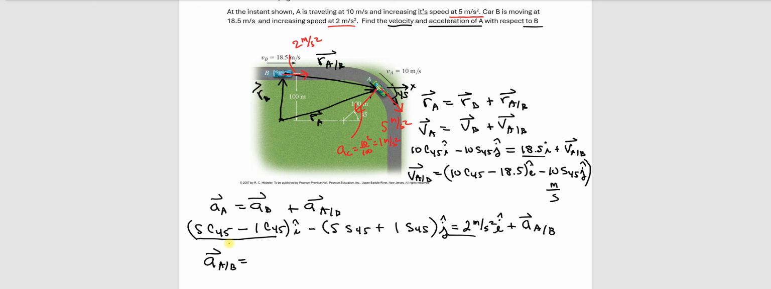So I'll absorb these and call that 4 cosine 45 minus 2 i, minus 5 sine 45 and 1 sine 45, which I'll just add to 6 sine 45 j, in meters per second squared. I don't have a calculator handy, so I'll let you clean that up, but there is the acceleration of A as seen from car B.